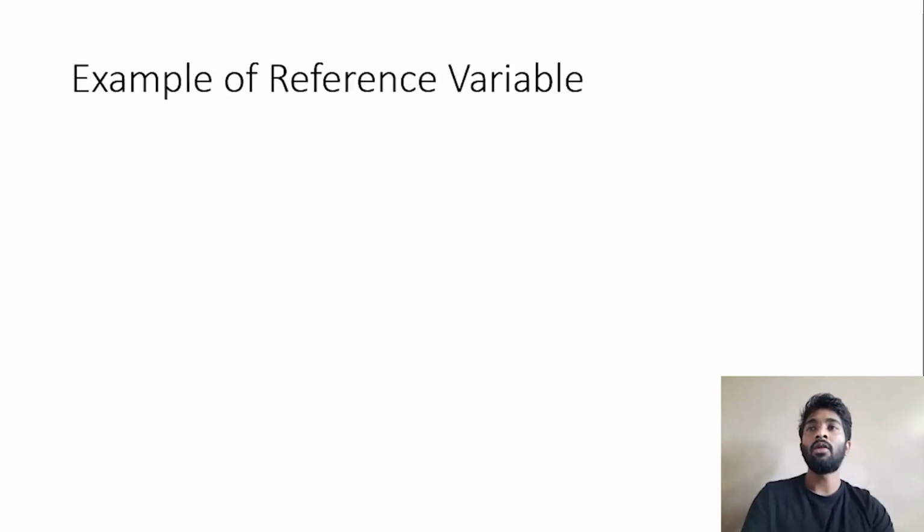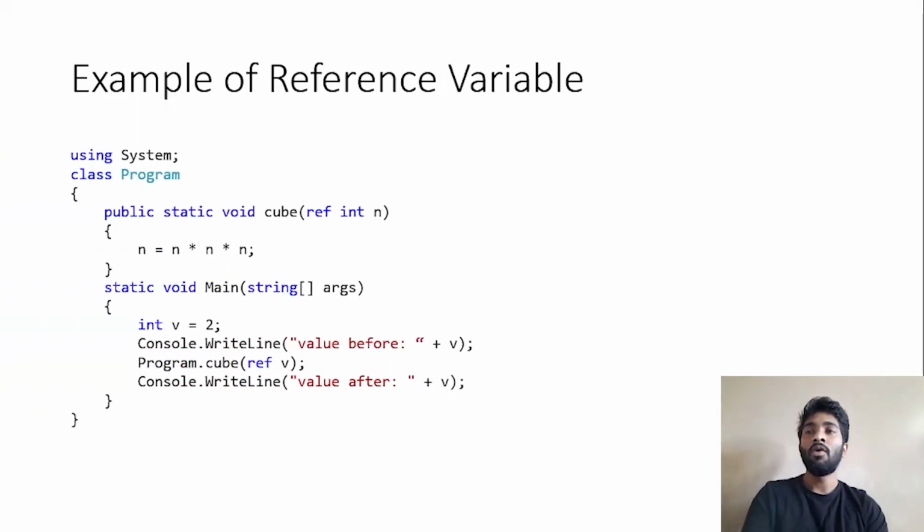So now let's take a look at an example of a reference variable. Here what we do is we create an integer variable and assign the value 2 to it, and then we print the value just using Console.WriteLine.